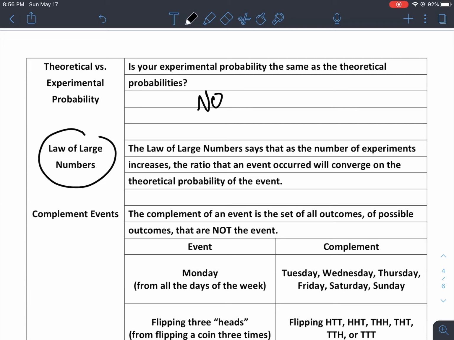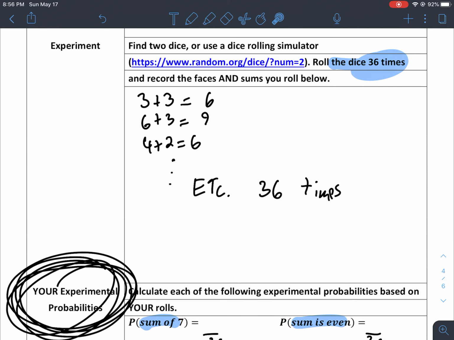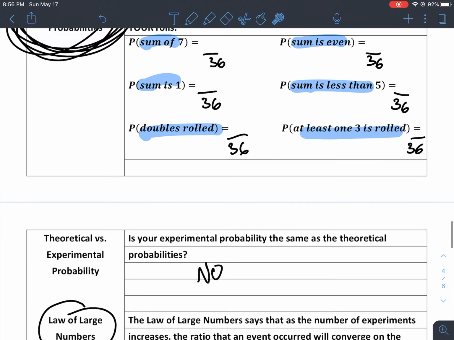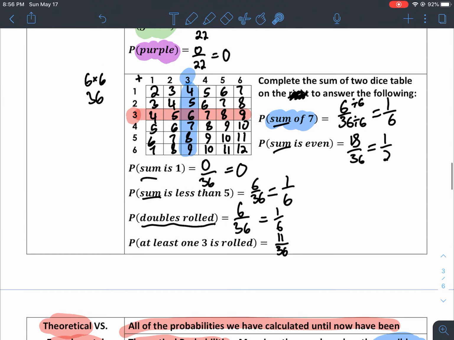But there's something called the law of large numbers, which is pretty straightforward. The law of large numbers says that as you do more experiments, the ratio that an event occurred will converge on the theoretical probability of the event. This means that if you roll your dice 3,600 times, you're more likely to get these numbers closer to what we got up here.